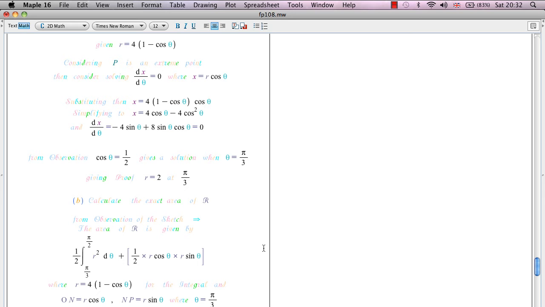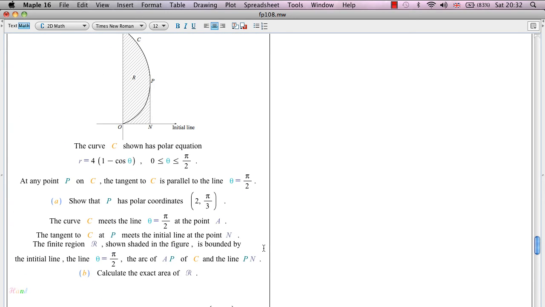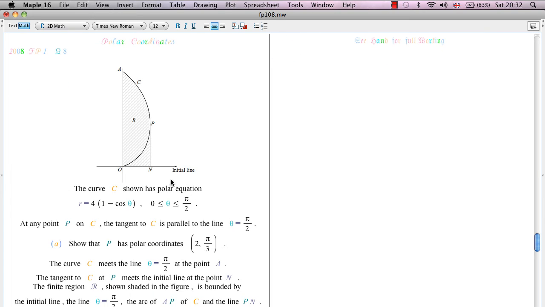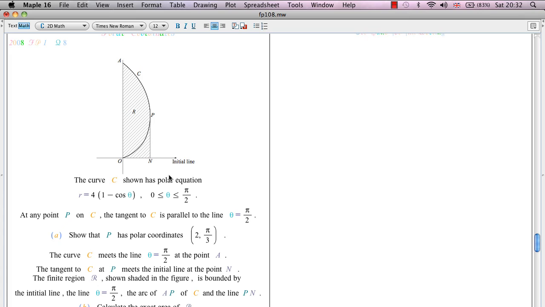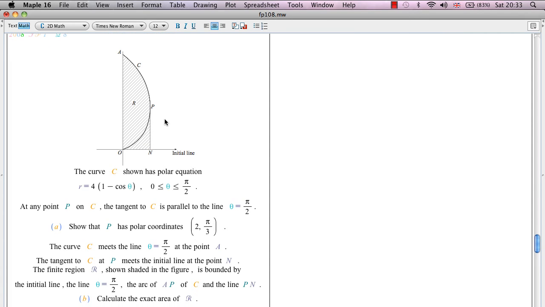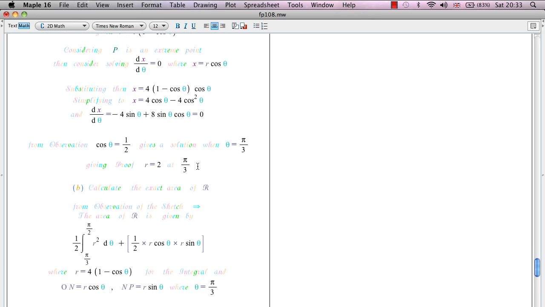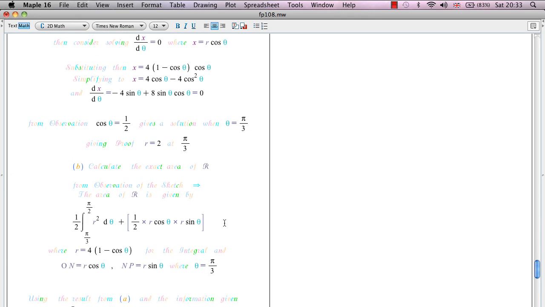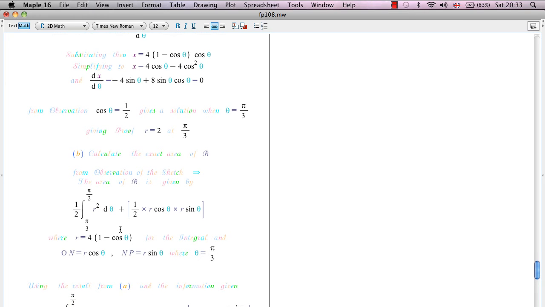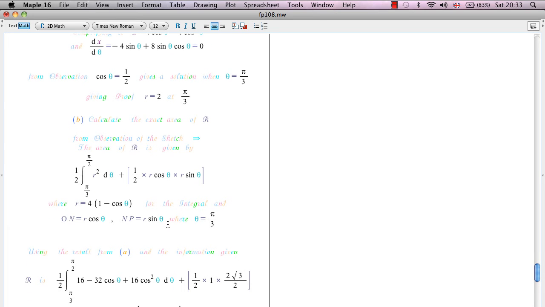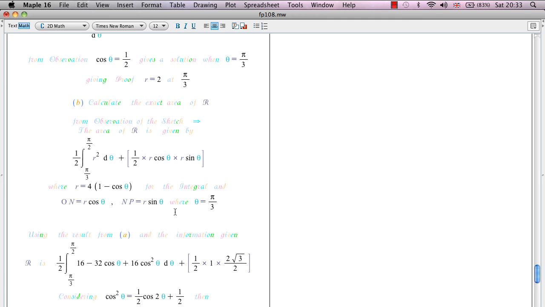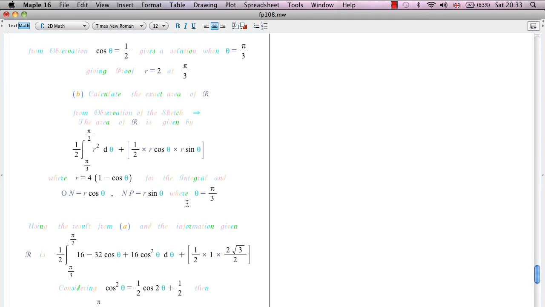So for the exact area, considering the line theta equals pi over 2 and at P theta equals pi over 3, considering the triangle OPN, then from observation the area will be given by the standard integral for the area for polar coordinates plus the area of the triangle between pi over 3 and pi over 2, where r is the polar equation given and where theta is pi over 3 for the triangle.